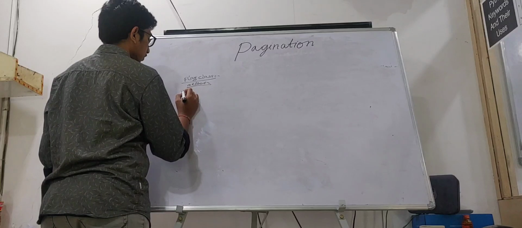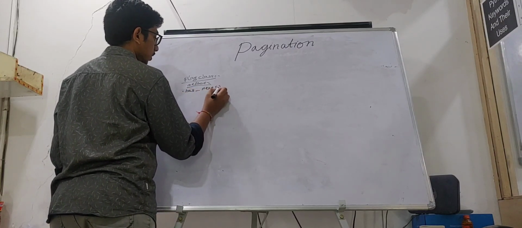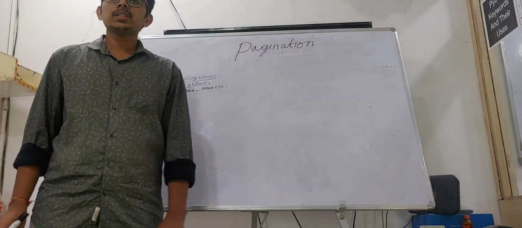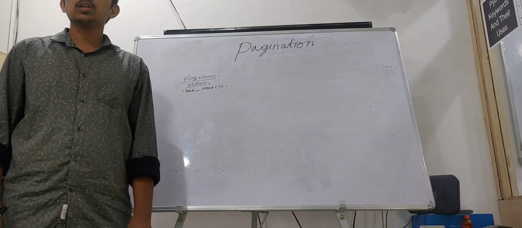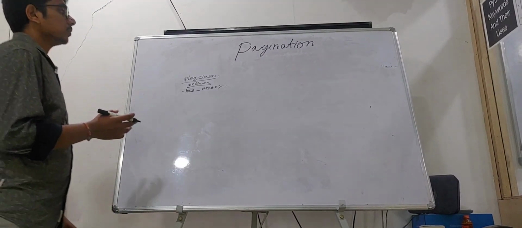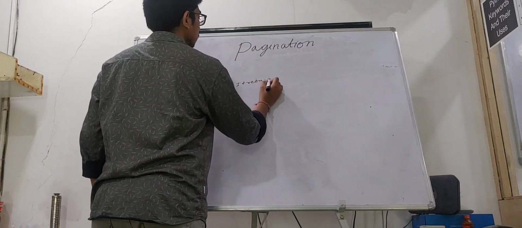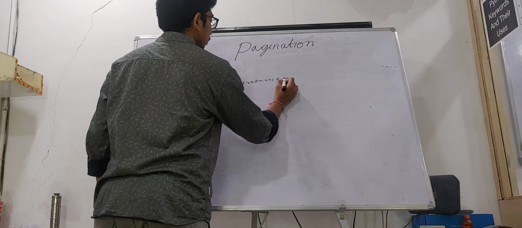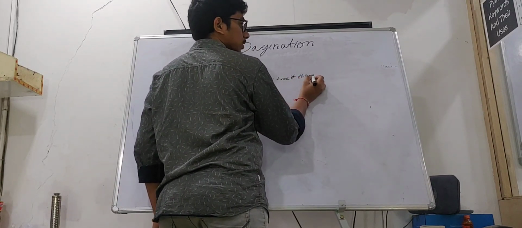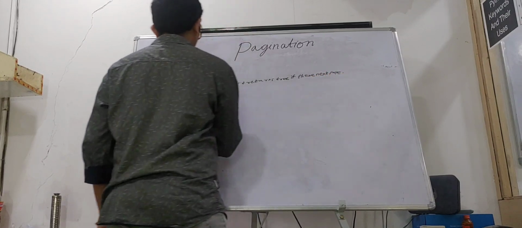The first one is has_next. has_next returns true if there is a next page. If there is a next page, it returns true. Okay, that is has_next.